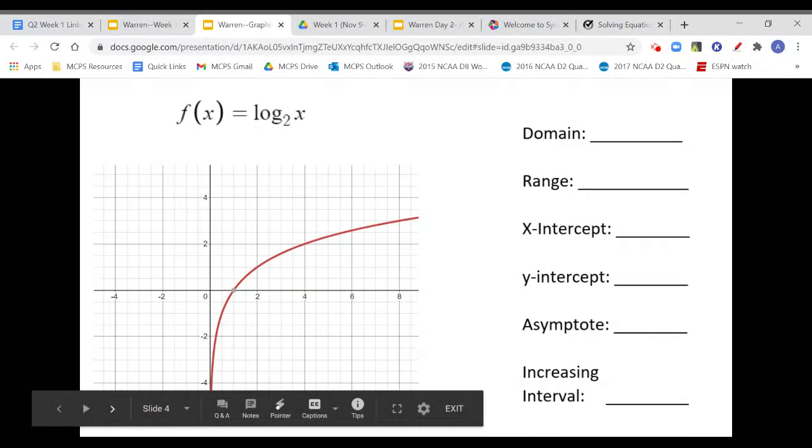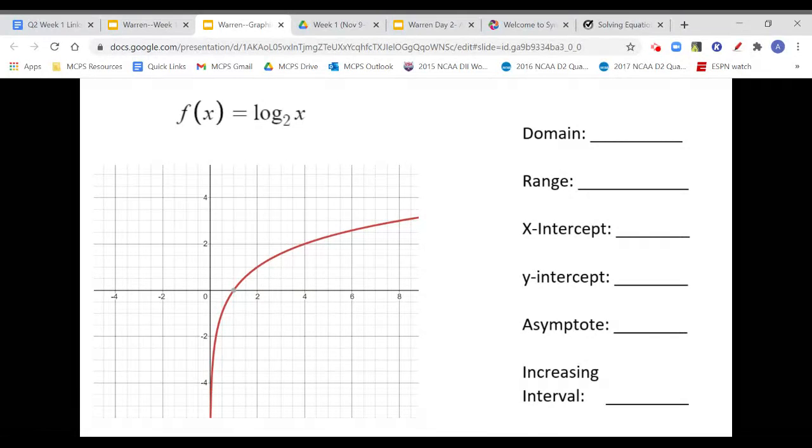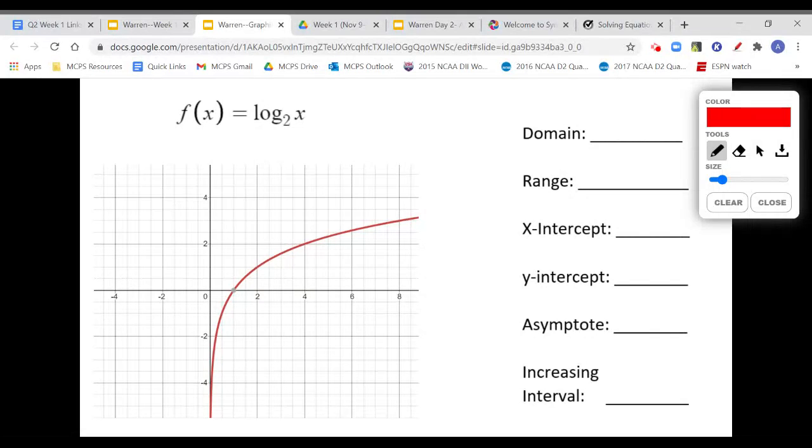Moving on here, we have a more specific labeled graph of the log base 2 of x. So this function is the inverse of 2 to the x. So that's worth noting that its inverse is the exponential function 2 to the x. Okay. And we're just going to go ahead and start looking at these features.